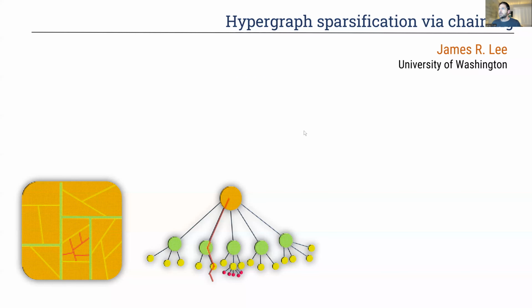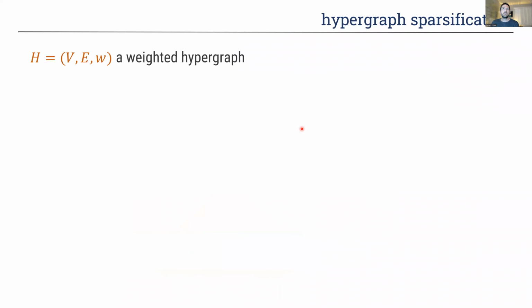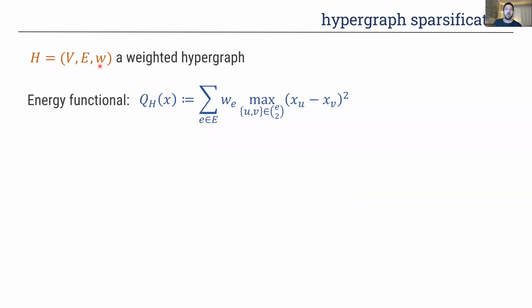Okay, the setting is that you have a weighted hypergraph. So that's a set of vertices, a set of hyperedges, which are just an arbitrary collection of subsets of the vertices, and then a non-negative weight on the hyperedges. So you have a weighted hypergraph.